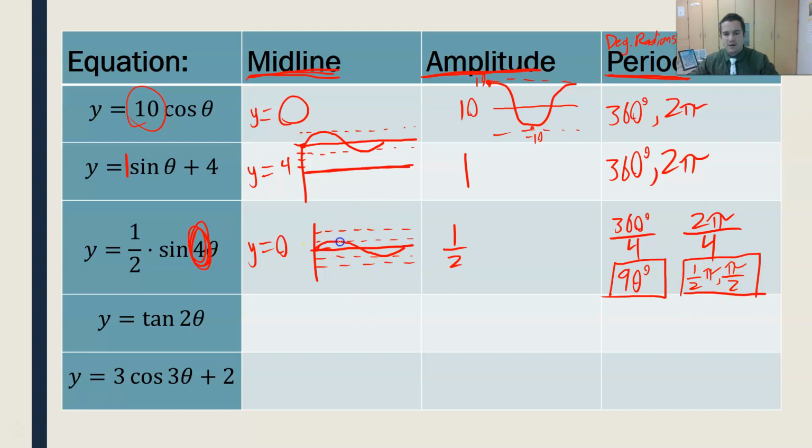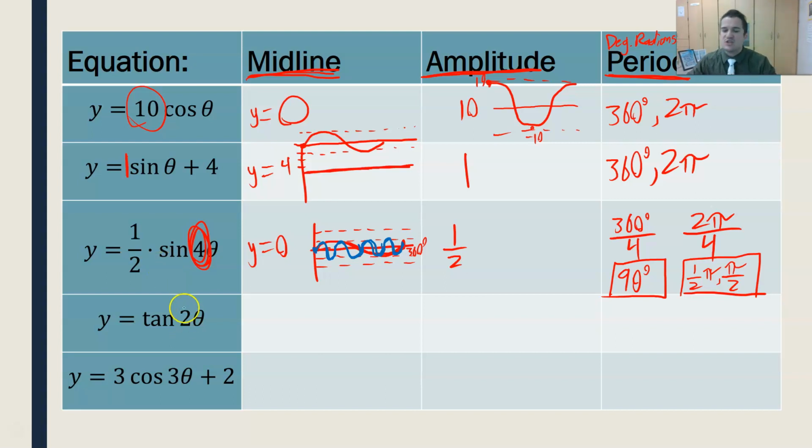So if this was my parent graph and it was in degrees, this was 360 degrees. My new period would be 90 degrees. So like 90, 180, 270. My new period would look something like this. I'd be able to fit 4 sine repetitions between 0 and 360 degrees. Namely, one at 90, another 90, another 90, another 90. So that would be my new graph in that new period.